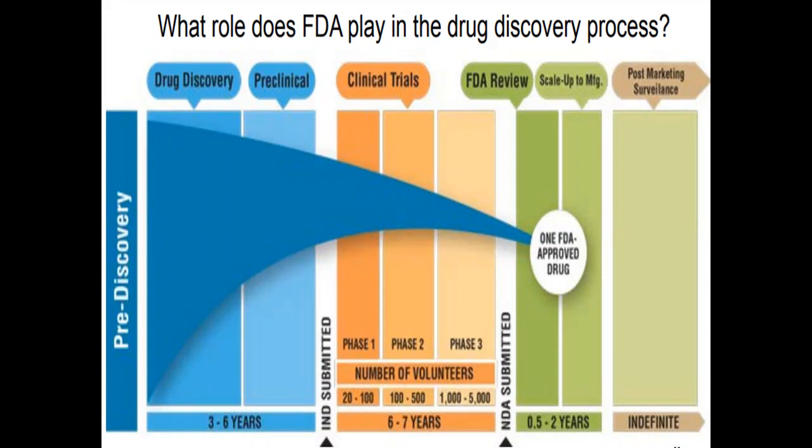Now the vaccine for COVID-19 is going on in India. If you talk about the time duration, drug discovery takes 3 to 6 years. Take the highest example, 6 years, then 6 to 7 years here, then 0.5 to 2 years. If you calculate, 6 plus 7 is 13, and 13 plus 2 is 15. So a minimum of 15 years it will take for that particular drug to come into the market.